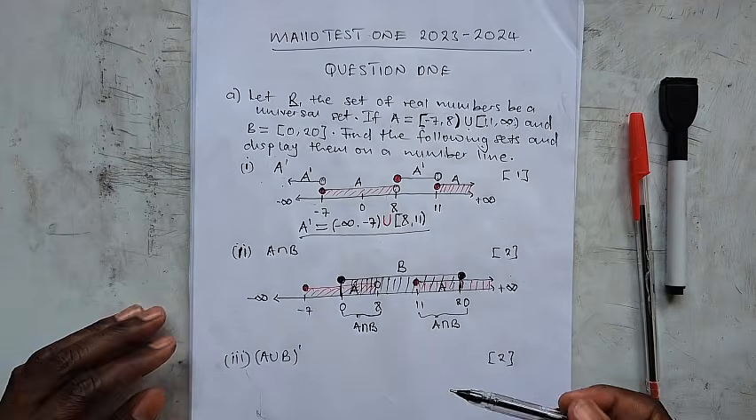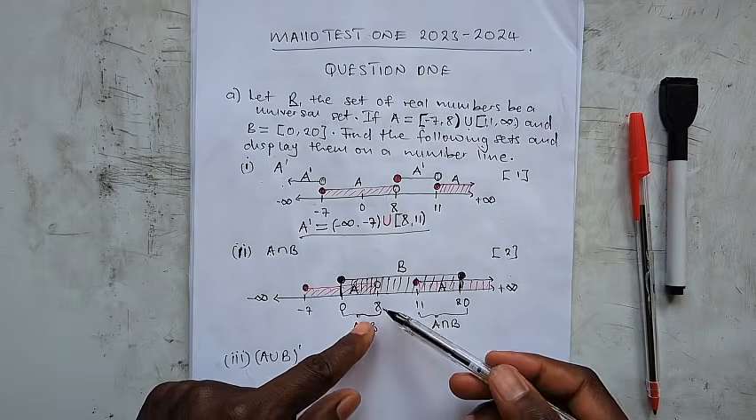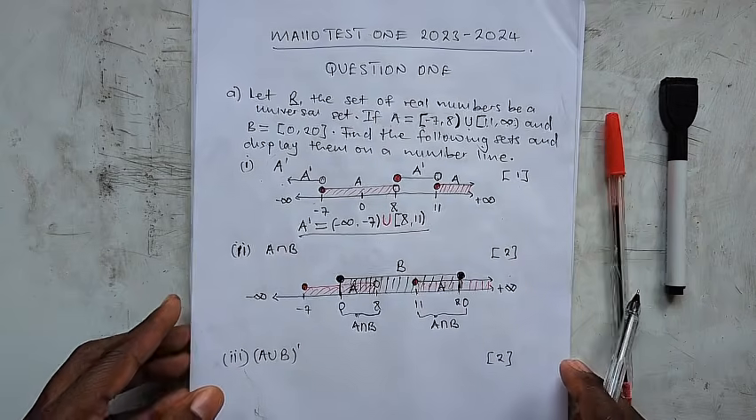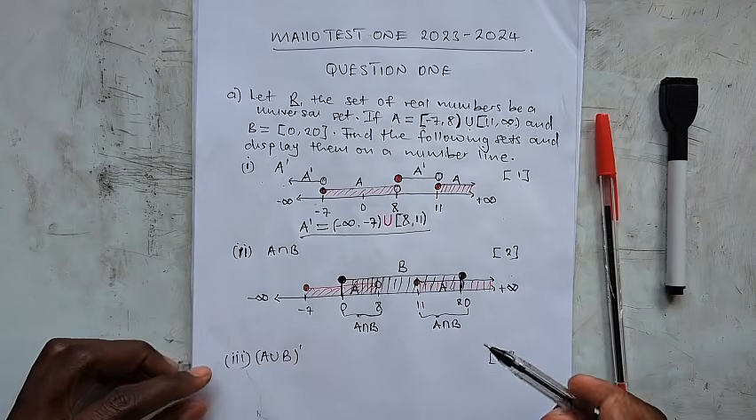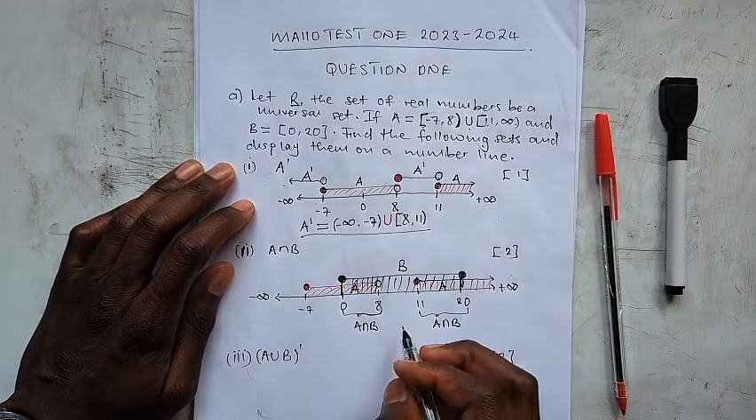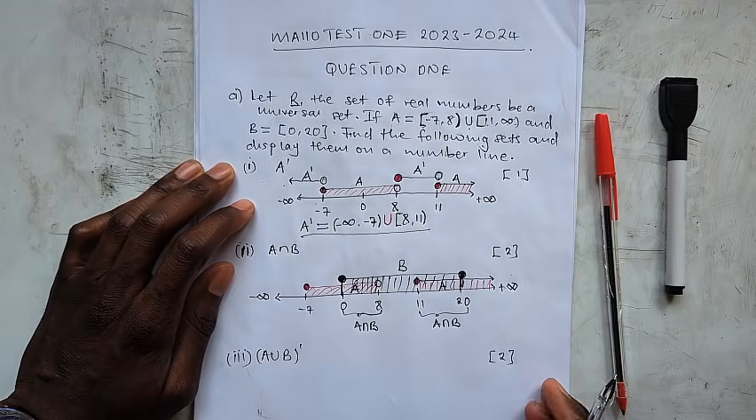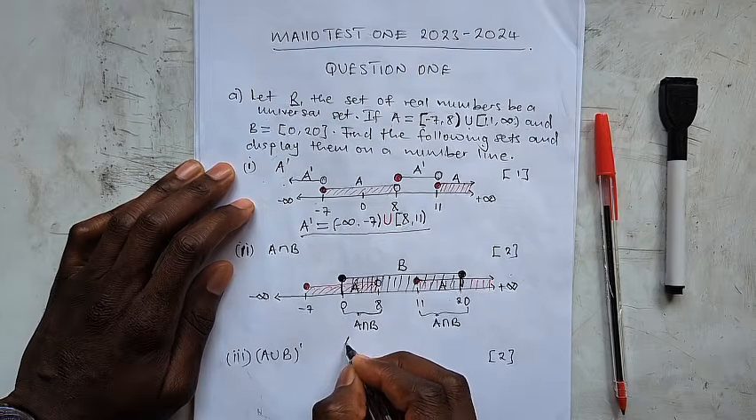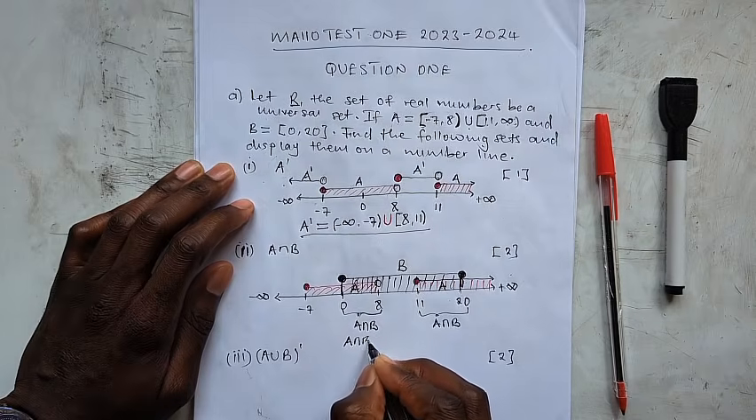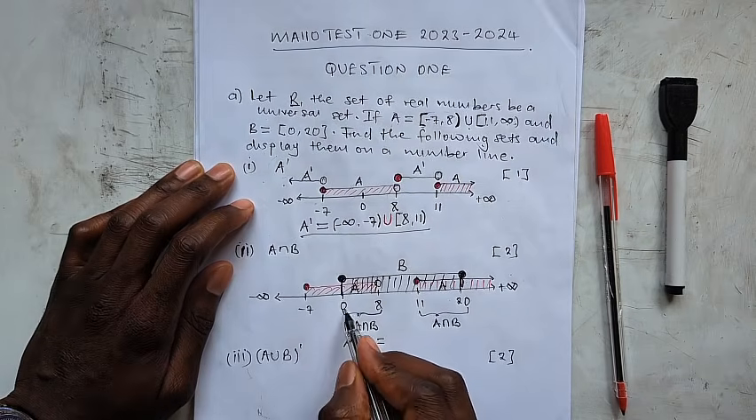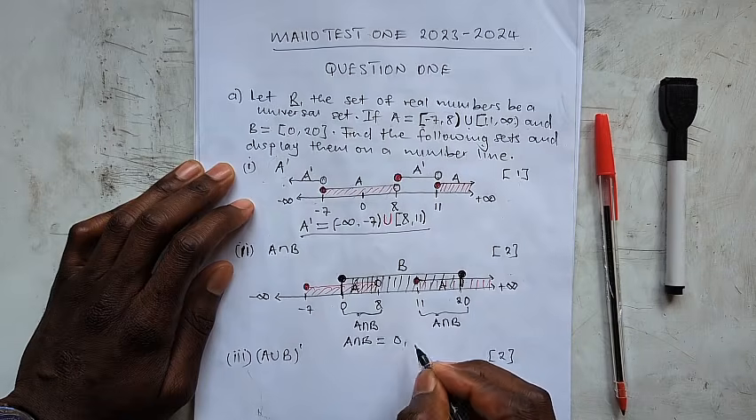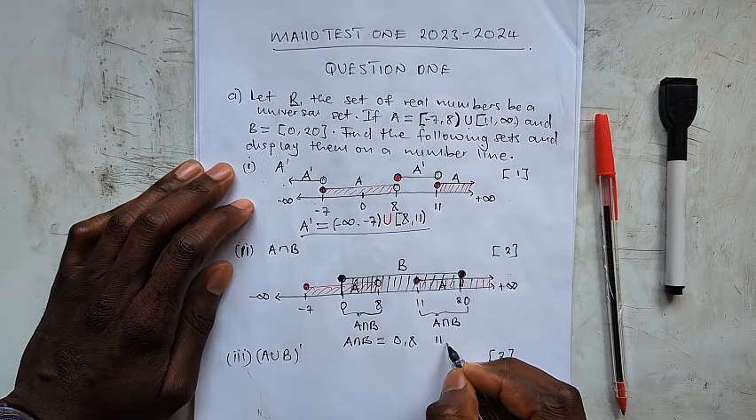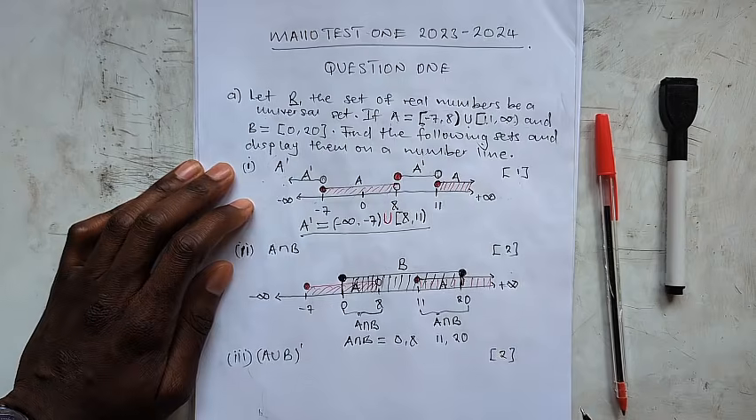So how do you combine? For you to combine this part and that part, you just have to make sure that you combine using a universal set. So A intersection B has to be equal to, we're starting from 0, comma 8, then on this side we're starting from 11, comma 20.